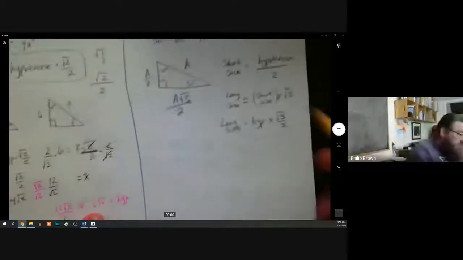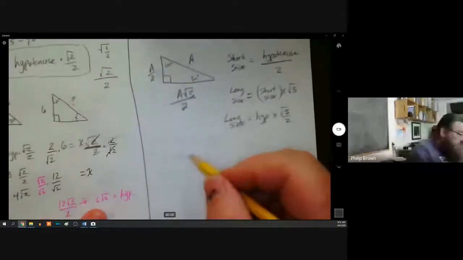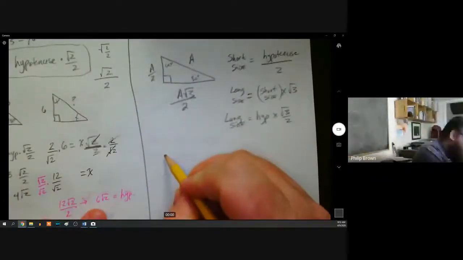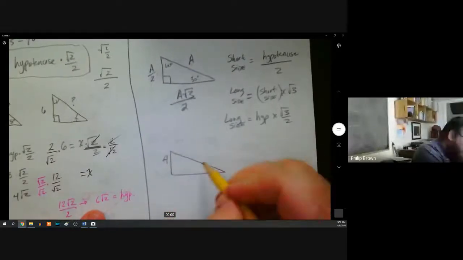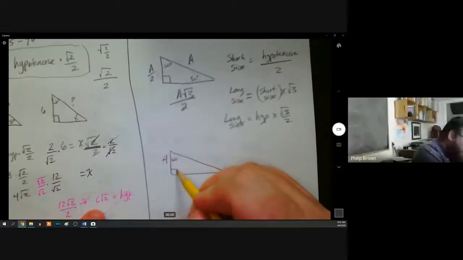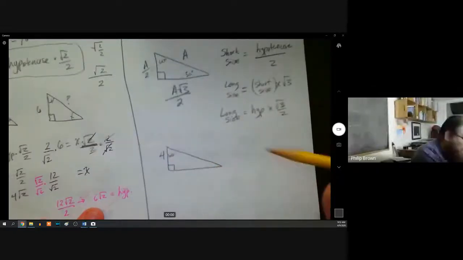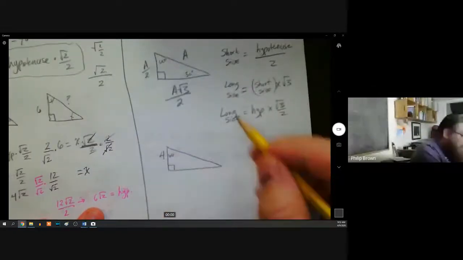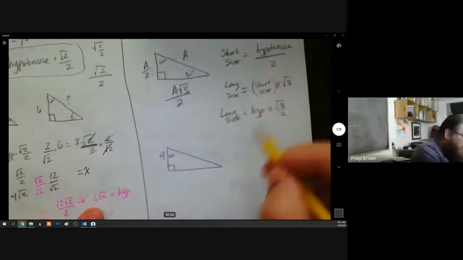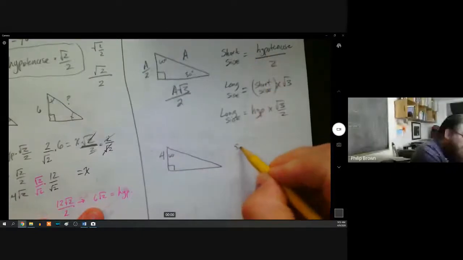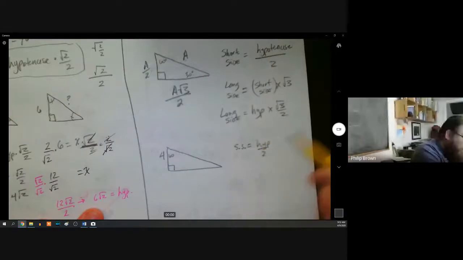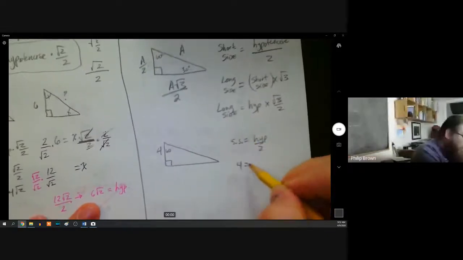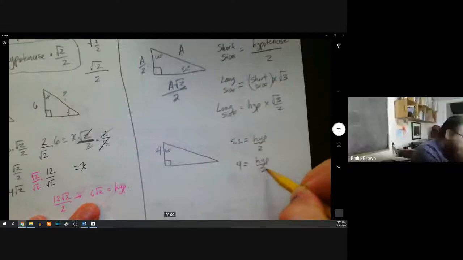So let's see an example. Let's say we knew the short side was 4, and let's say we knew this was 60, and that's a 90, right? If we wanted to solve this, well, we know that the short side is the hypotenuse divided by 2. So short side equals the hypotenuse over 2. So if we know the short side was 4, you could solve that. You would get 8.